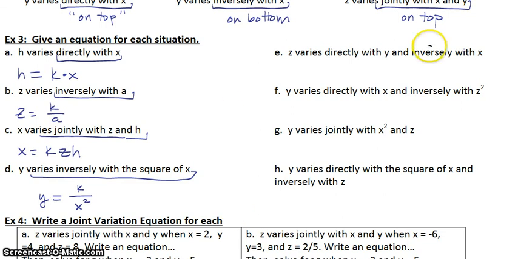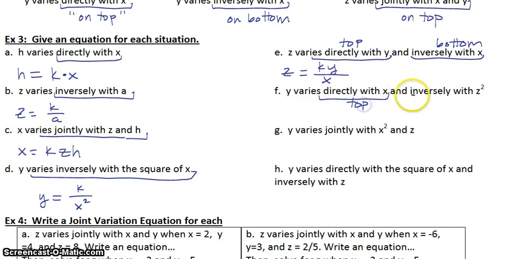Look at E. Now, z varies directly with y, inversely with x. So that means y is going to go on top with the k, x is going to go on bottom. Z equals ky divided by x. Part F. Y varies directly with x and inversely with z squared. Let me rewrite that so it looks a little nicer. So kx divided by z squared.